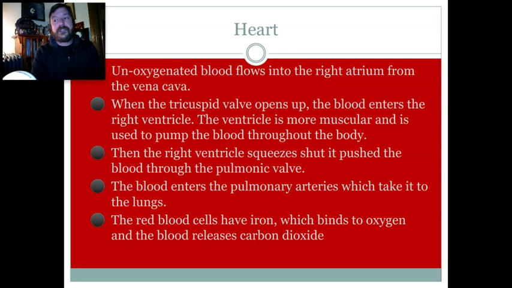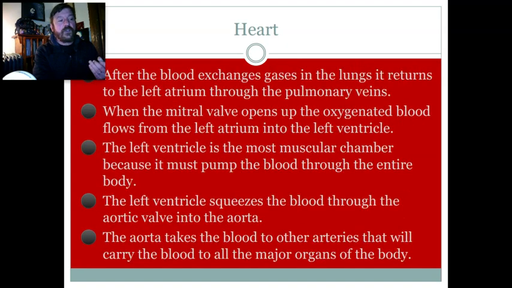Again, I've already said this. The blood that comes in through the vena cava is deoxygenated. There isn't much oxygen left in it. It's been used by the cells of the body. The tissues have used it up. That blood flows through the right side of the heart, gets pumped back out to the lungs, where gas exchange happens. Once that gas exchange happens, it enters into the pulmonary veins, which are going to return the blood back into the heart on the left side.